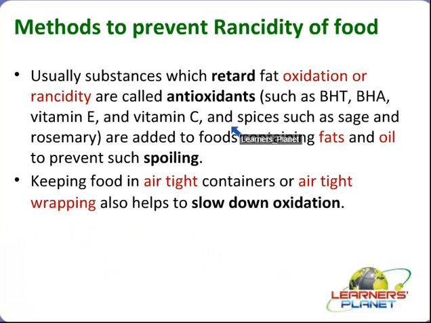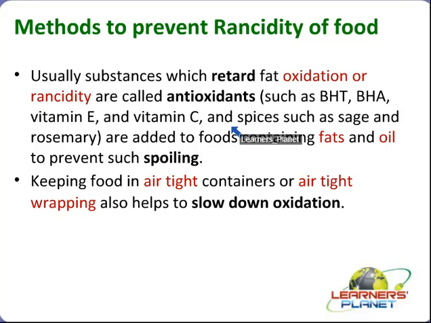Okay? Now how can we prevent rancidity? Rancidity is something like your food is spoiled. Why is it spoiled? Because of the action of oxygen on fatty acid. What action of oxygen takes place? Hydrogen is being replaced by oxygen.